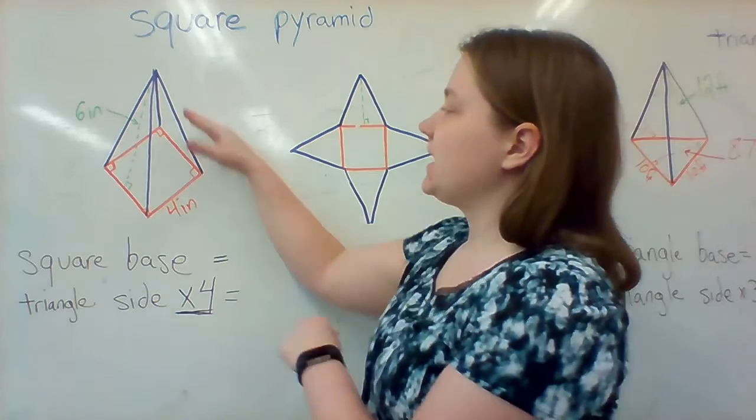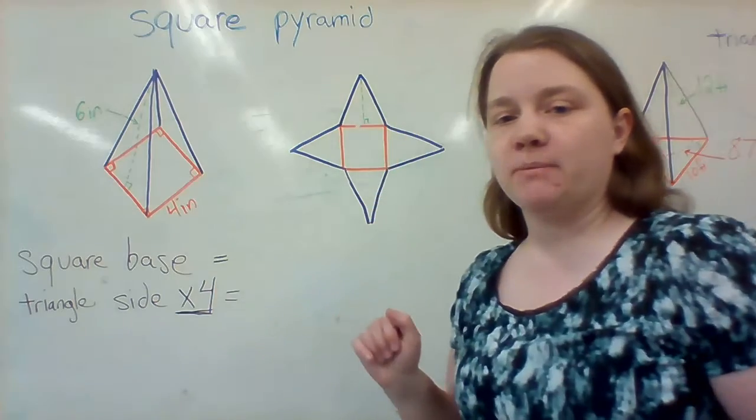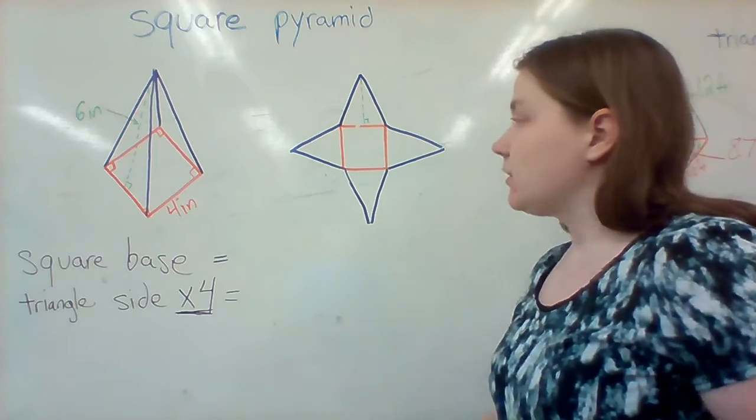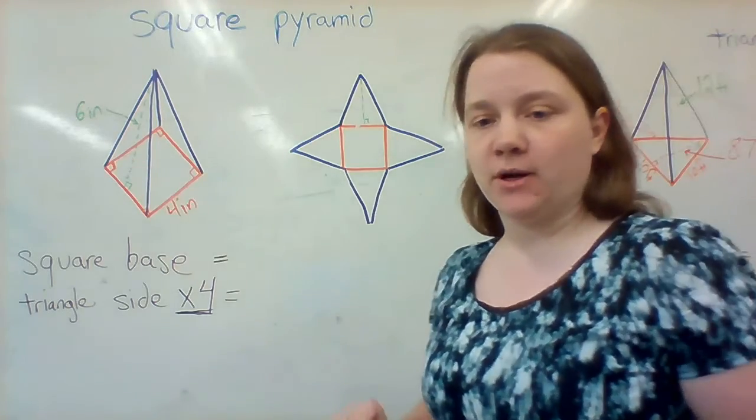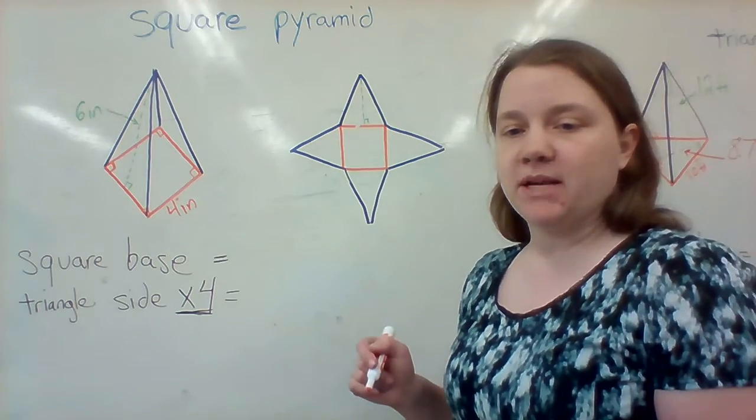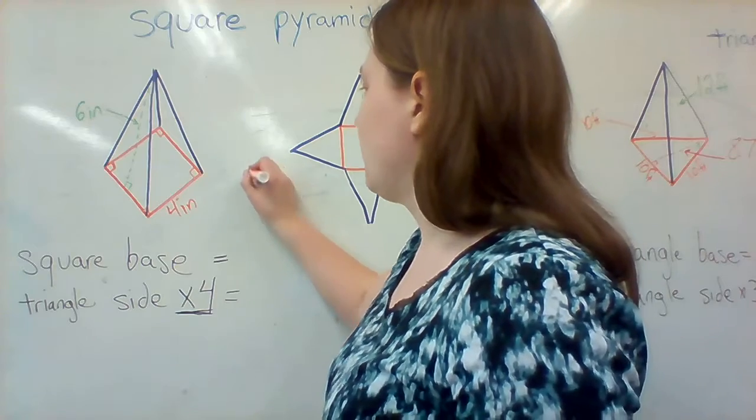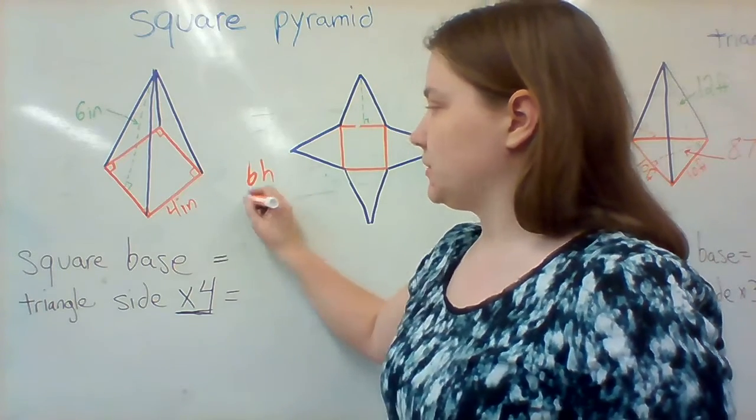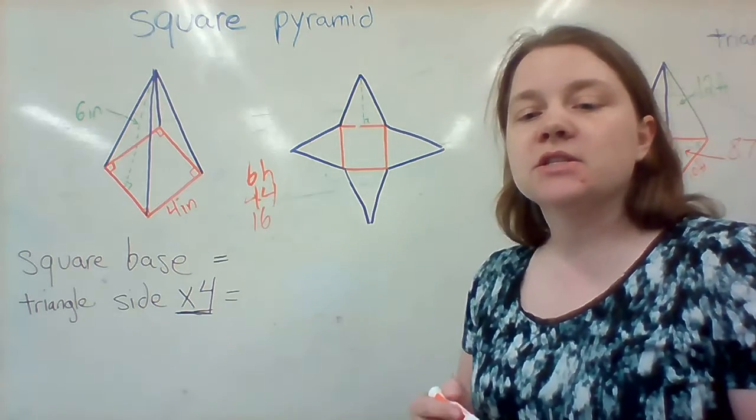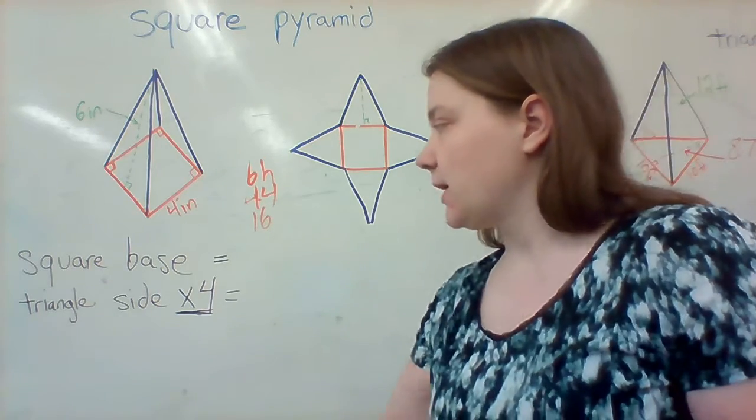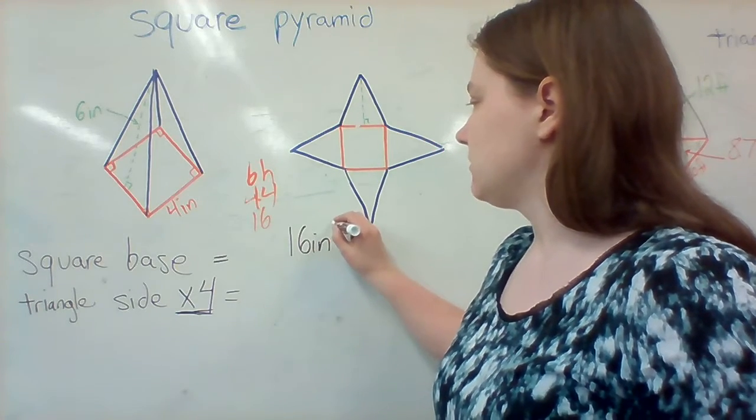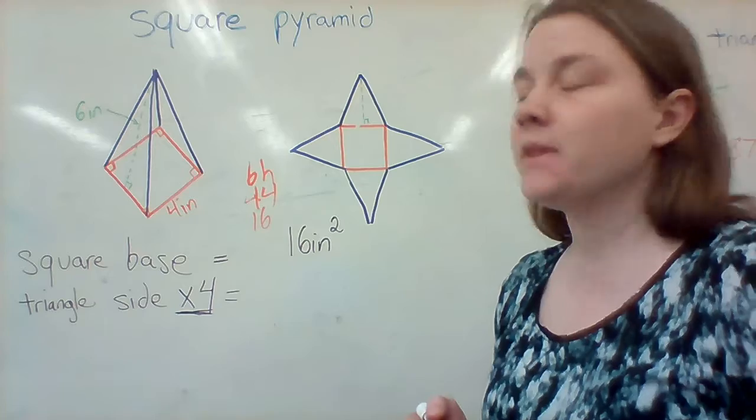Let's take a look at this square pyramid, which has been broken down into this net. On this square pyramid, we have a square base. In order to find the area of this square base, we're going to use the formula base times height, or just 4 times 4, which is 16. So the area of the square base is going to be 16 inches squared.